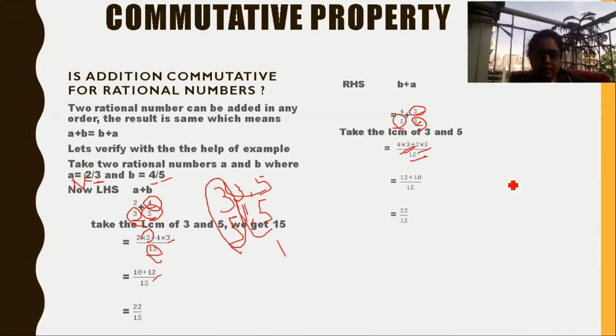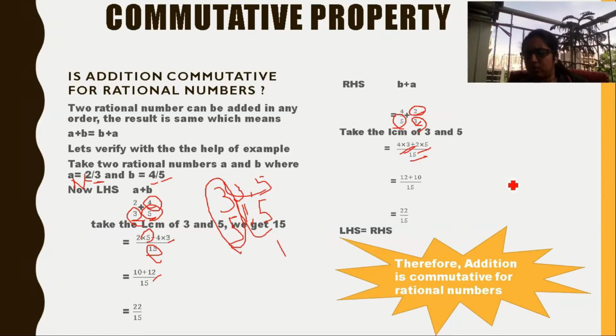Look at the left hand side. When we solved the left hand side, we got 22 upon 15, and when we solved the right hand side, we got 22 upon 15. So left hand side is equal to right hand side. So this verifies that addition is commutative for rational numbers. It means when we add two rational numbers in any order, we get the same result. We proved this with the help of the example. Therefore addition is commutative for rational numbers.